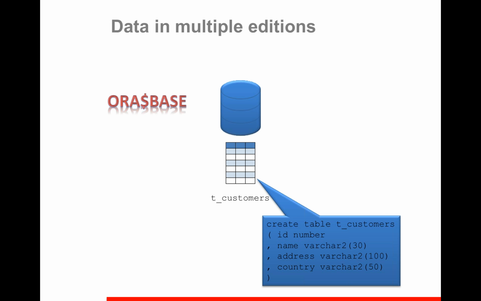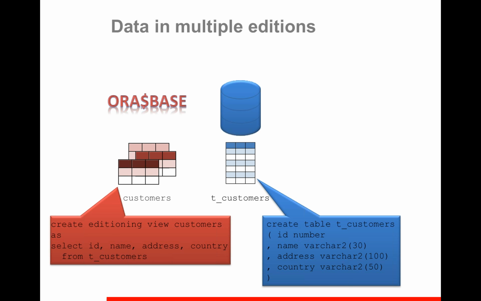Let's create a table. A table is created non-editioned, so it's in the database. We don't want to use the table directly anymore, so what we do is create an editioning view on the table. The editioning view is a really simple view. It cannot do any joins, it cannot do any conversions. It can just select some fields from the table. That's it.